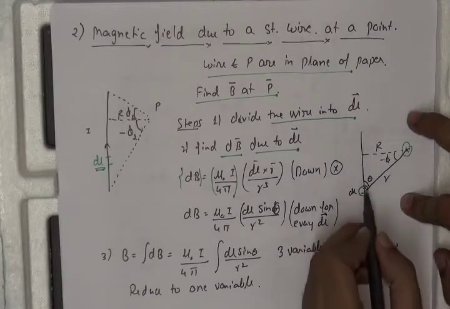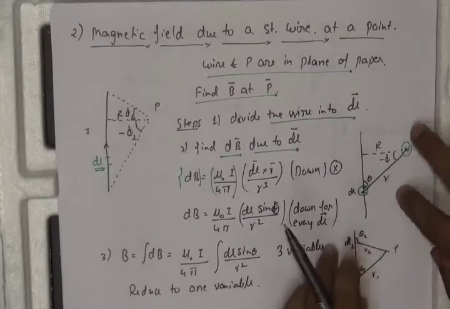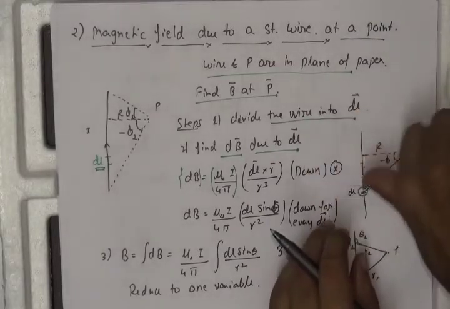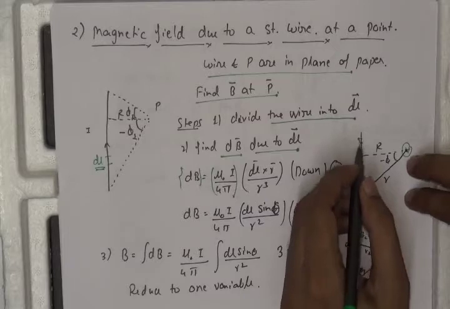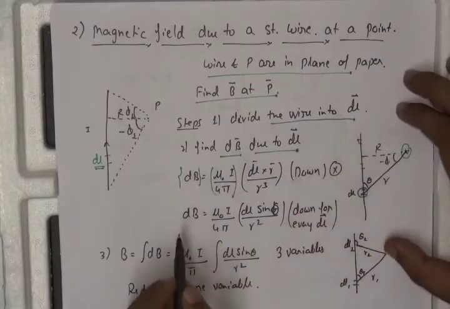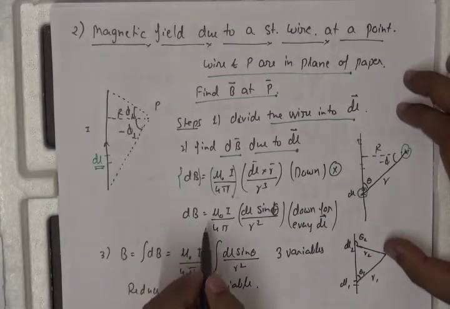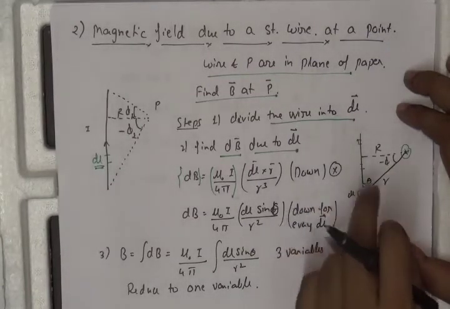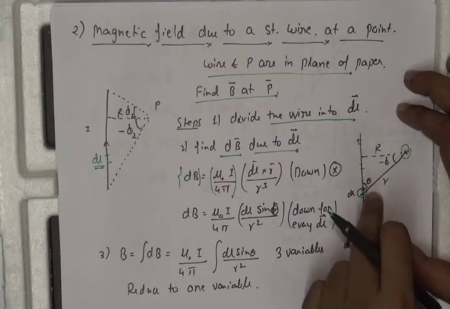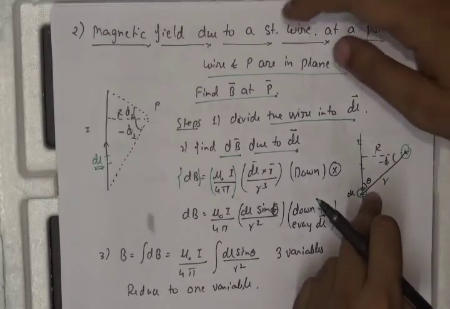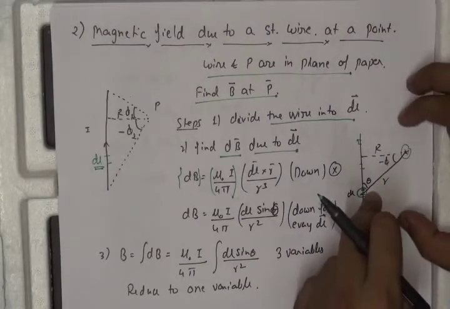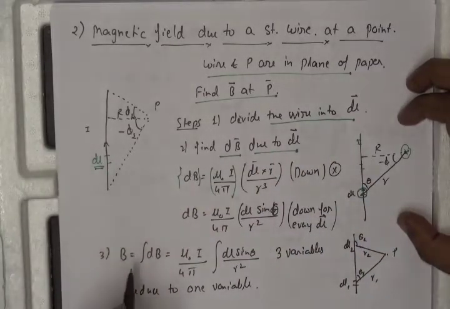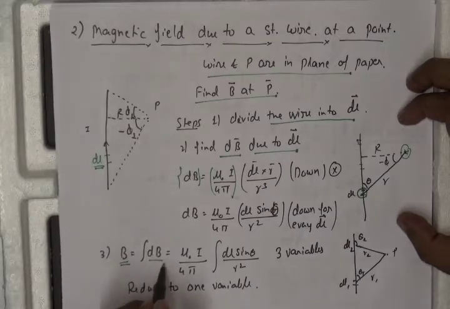So if there is a dl here, dl cross r will be downward. If there is a dl here, dl cross r will be downward. If there is a dl here, dl cross r will be downward. So dB is in the downward direction for all the dl elements, current elements. So in this case, we don't have to do any vector addition because all the dB are already downward. We simply have to do scalar addition. Magnetic field will simply be equal to the integral of dB.